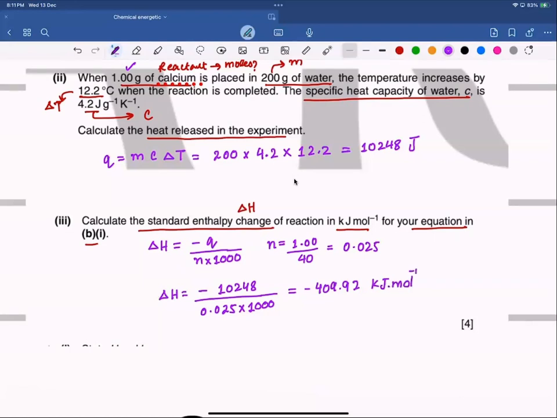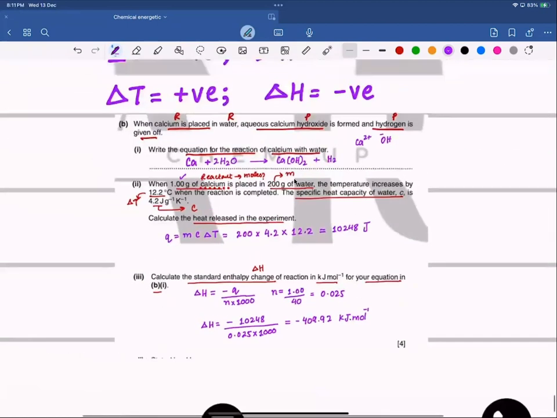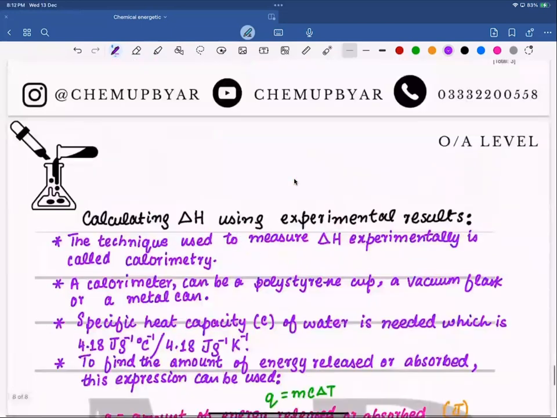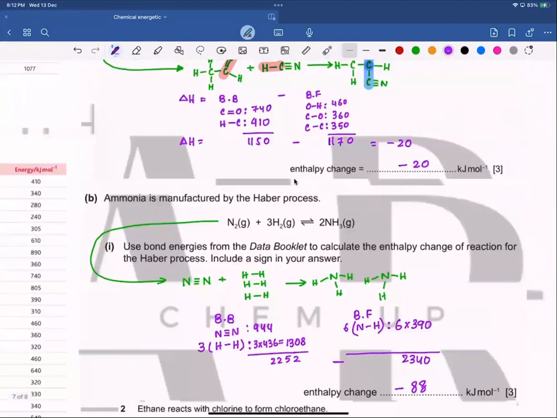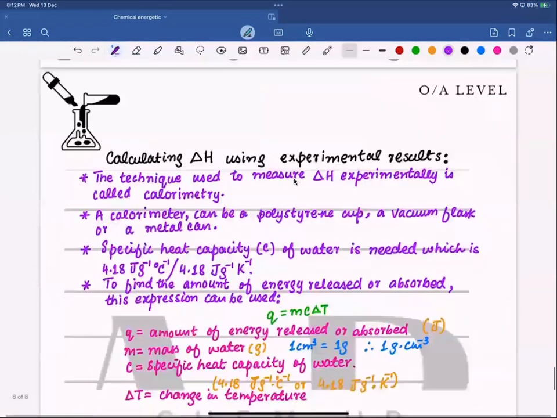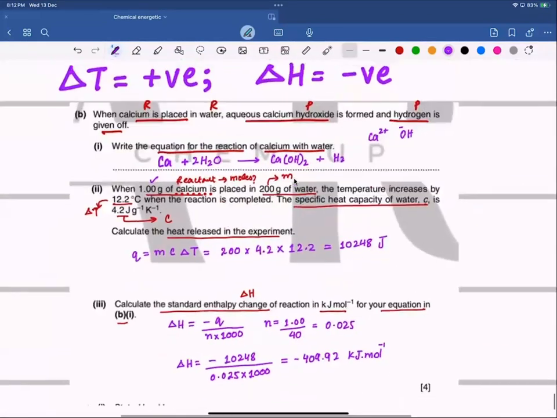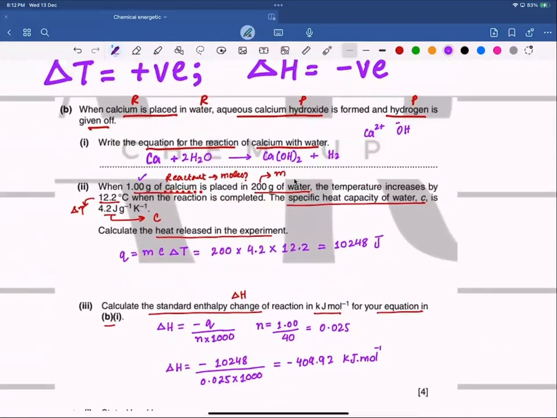Is this clear to all of you? Sir, why is there no bond breaking minus bond forming? Because they didn't provide you the bond energy, right? There are different ways to calculate the enthalpy change. In some questions, they ask you to calculate the enthalpy change using a data booklet or using bond energies. But here they didn't provide the bond energy. Instead, they have provided experimental values, how much water is used and how much of that substance is used.